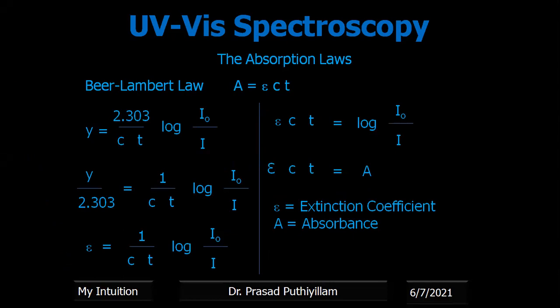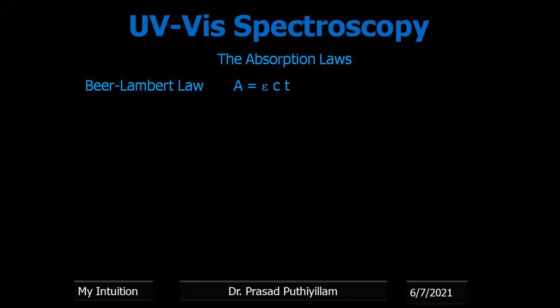A is absorbance. Continuing, in competitive exams many different numerical problems will be asked, so I'm continuing from that. From epsilon ct, we already got the absorbance. Now we take the transmittance. Transmittance we calculate is similar to that of absorbance. Therefore, transmittance also we have to consider. Transmittance is nothing but the intensity of transmitted light divided by the intensity of incident light. That is, how much light is transmitted compared to the incident light.